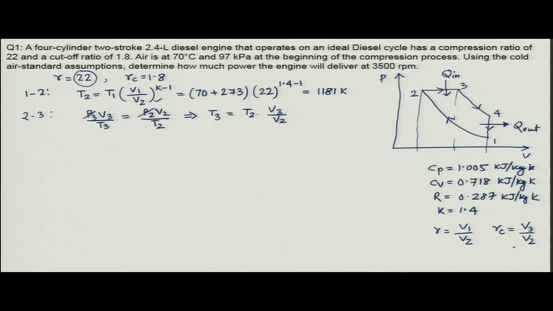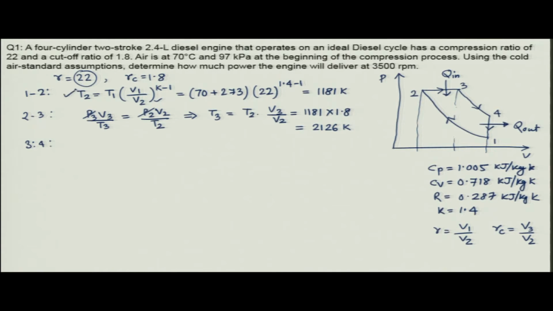Okay. So, RC is V3 upon V2. Now this V3 upon V2 is given as 1.8. So it is 1181 into 1.8, which gives you 2126 Kelvin. That is the temperature after the heat addition process at constant pressure. Next, 3 to 4 is the isentropic expansion process.